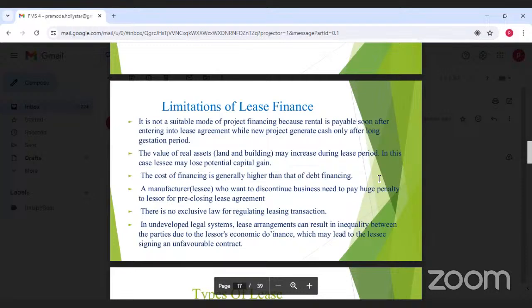And suppose Bharati wants to discontinue the lease agreement in between. Take for example, Bharati is running a small business, so she leased some of the assets of Nagamani. But after taking them on lease, slowly the business of Bharati is coming down. So Bharati felt she's not producing much of the products with the help of that machine, but the rent on that asset has become a burden to Bharati. And if Bharati wants to go for pre-closure of the lease agreement, then she has to pay a huge penalty to the lessor, that is Nagamani, the owner of the asset. So this is also one of the limitations encountered in lease finance agreements.